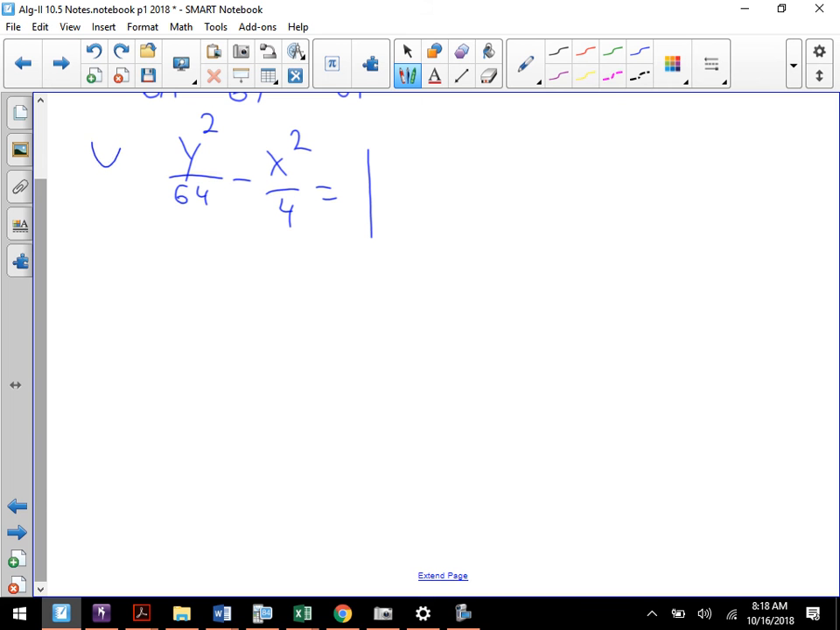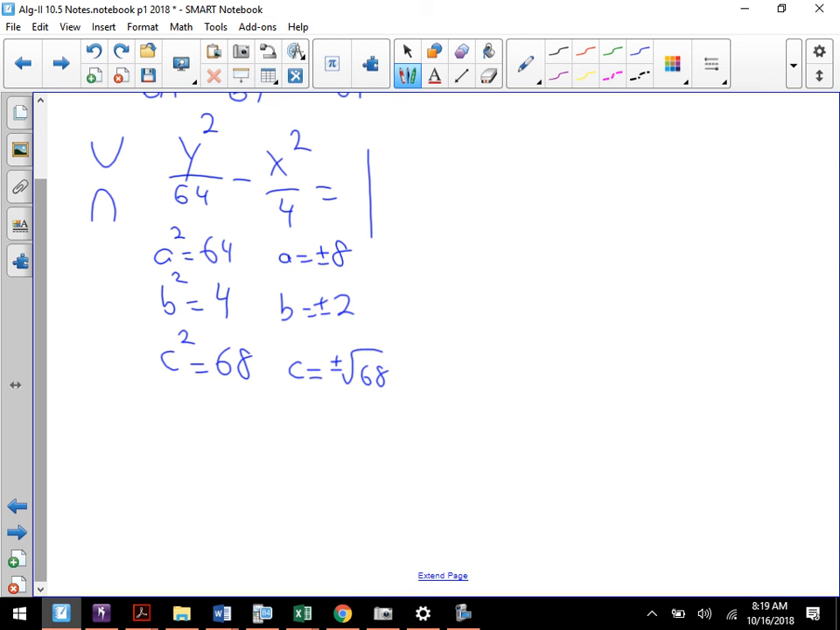So let's see here. We know we got to go this way and this way. A squared is 64. B squared, 4. C squared then will have to be 68. We just add them together. You okay with that? Start filling in the blanks then. A plus or minus 8. B plus or minus 2. C plus or minus root 68. I think 4 goes into that. Because 4 gives you 2 root 17.